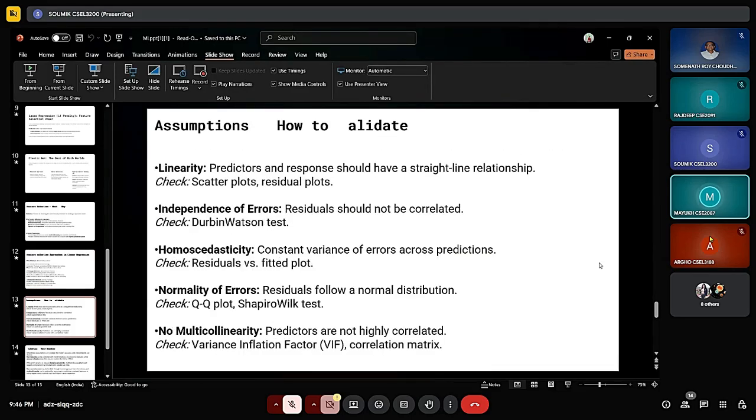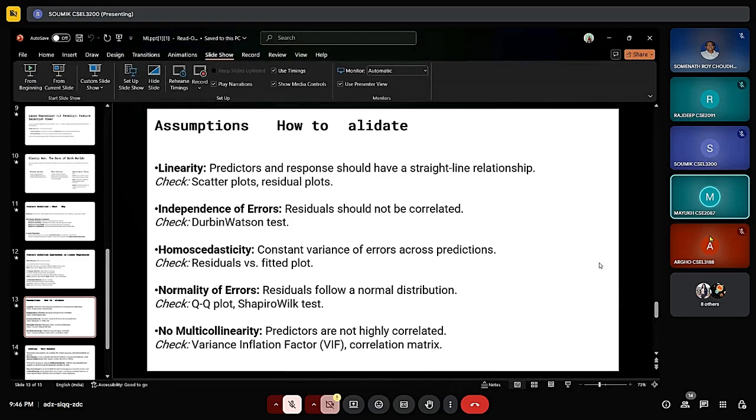Assumptions, how to validate. Linearity: predictors and response should have a straight line relationship. We can check this via a scatter plot or residual plots. Independence of errors: residuals should not be correlated. We can check this with a Durbin-Watson test. Homoscedasticity: constant variance of errors across predictions. Check residuals versus fitted plot.